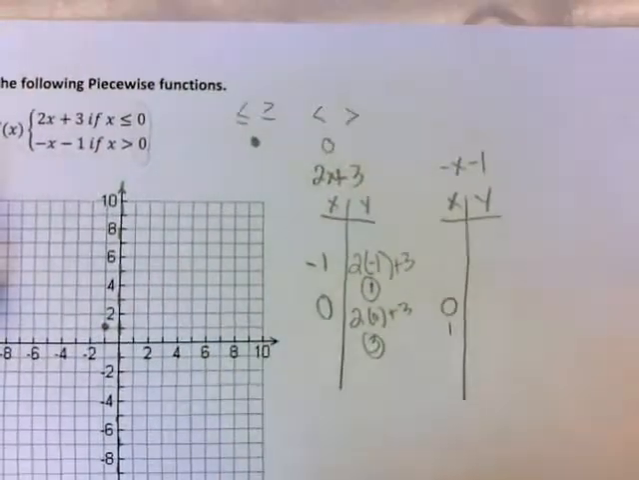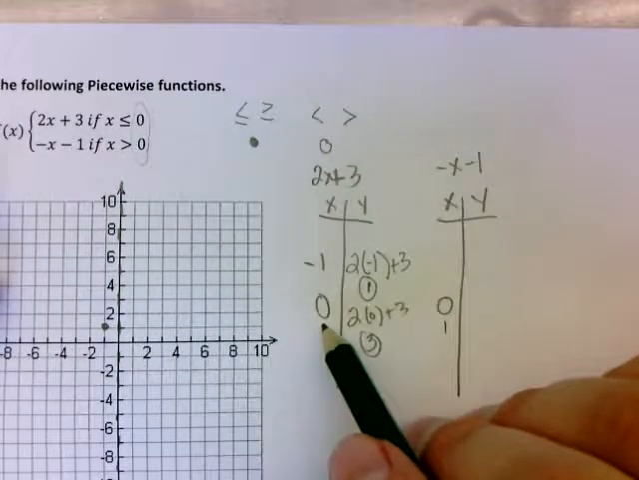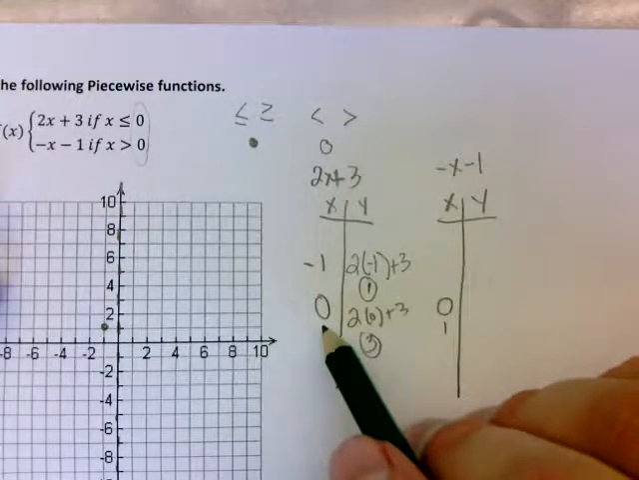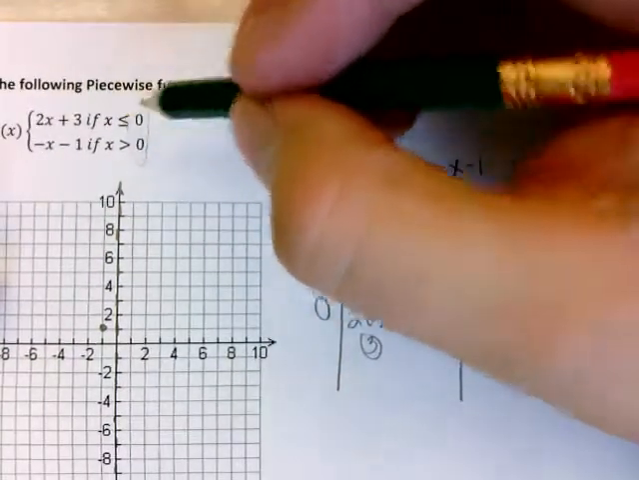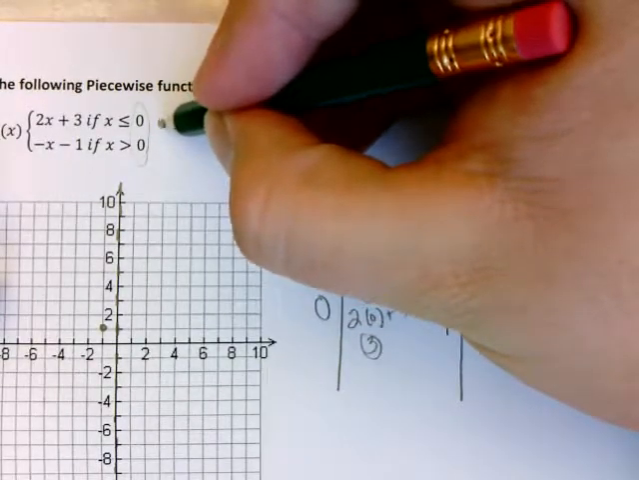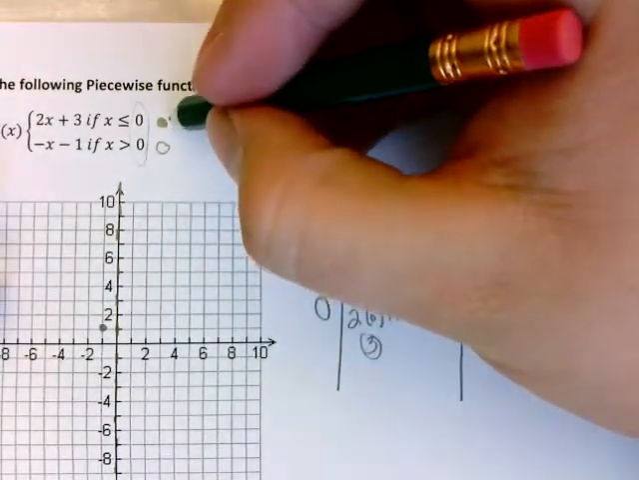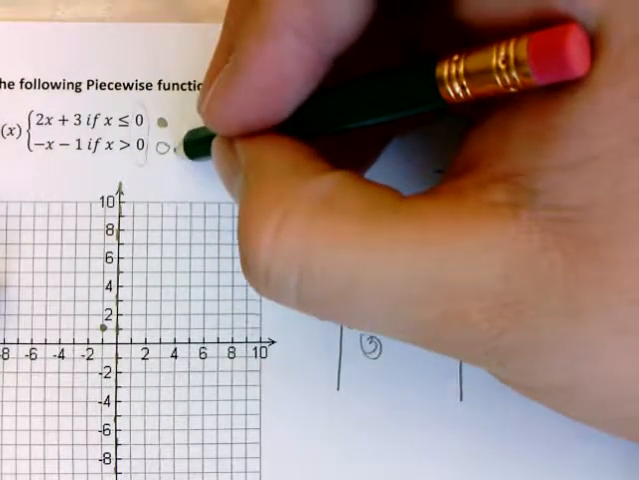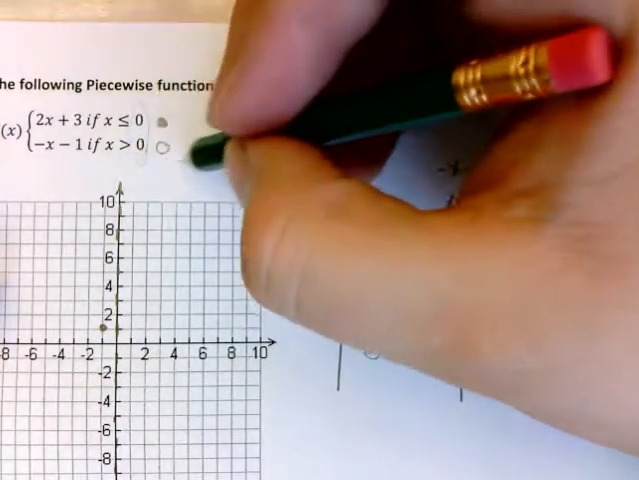Now, remember, at 0 is where the graph goes from one type of function to the other type of function. So we got to look at this. This first one is a less than or equal to sign. So this top function has the closed dot, while this bottom function has the open dot. This one has a line under the inequality, this one doesn't.